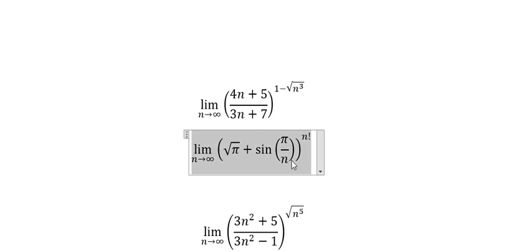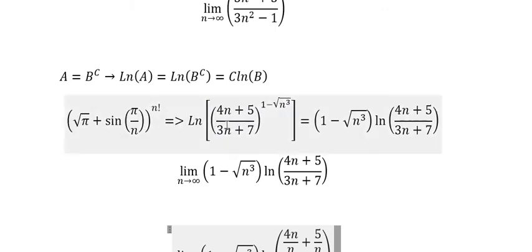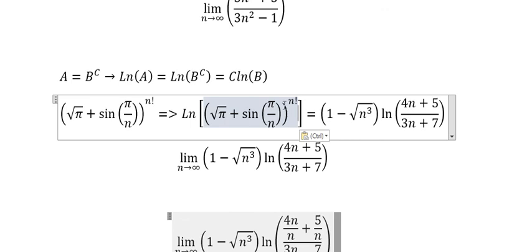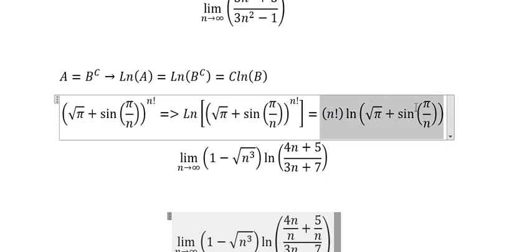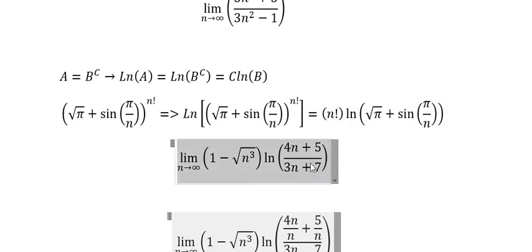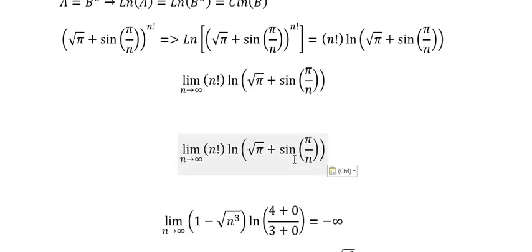Similar for this one, we apply the same format. So we put the logarithm in here, and now we put this one in this one. Now we find the limit for this one. In this situation, because n goes to positive infinity, the sine will tend to go to 0, so this will go to 0 in here.